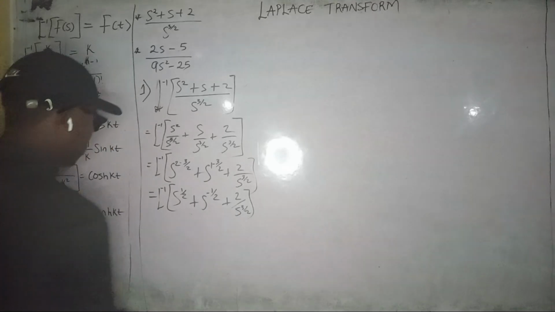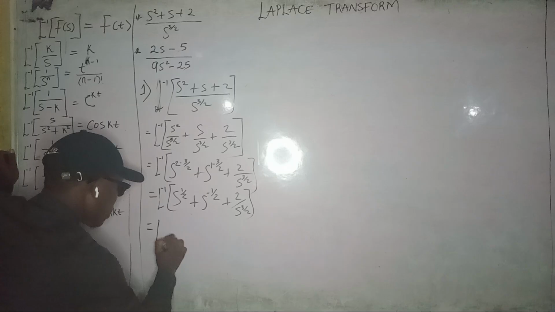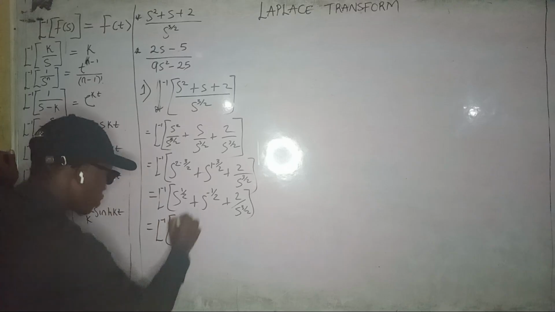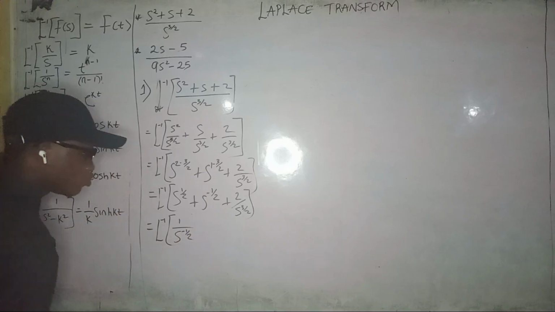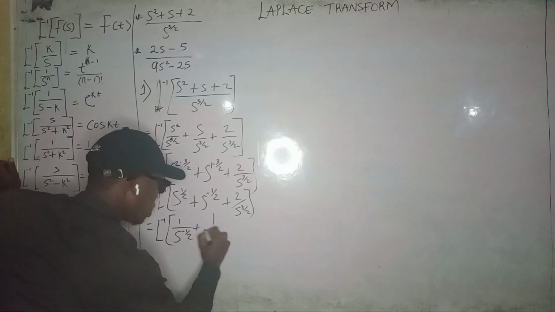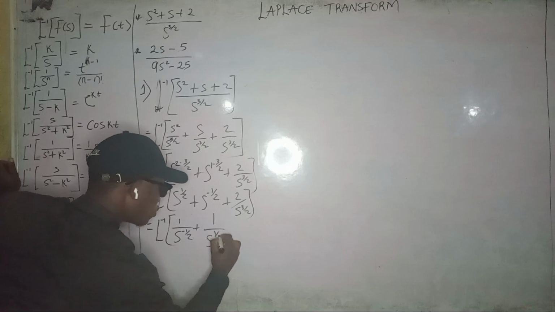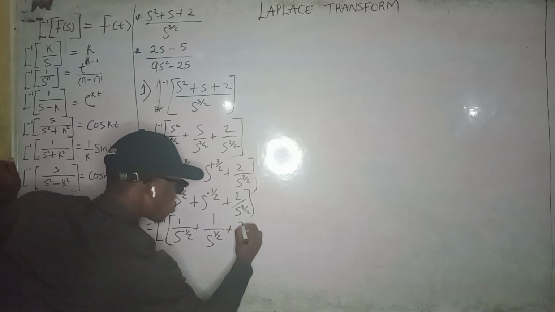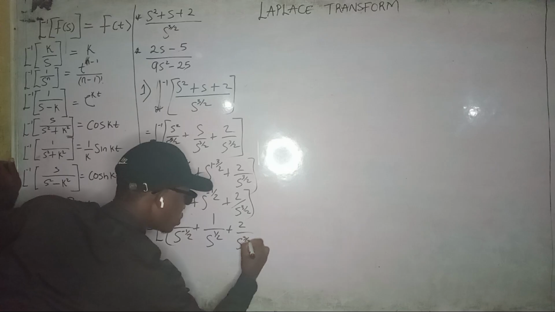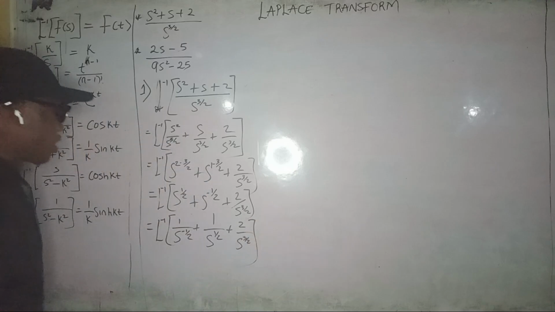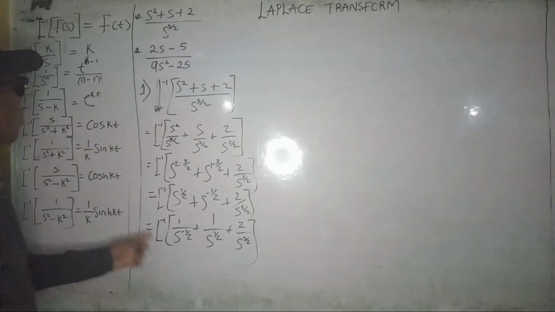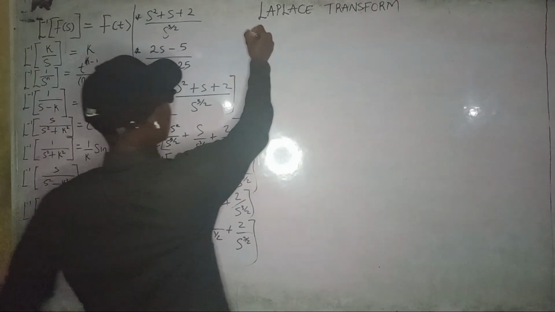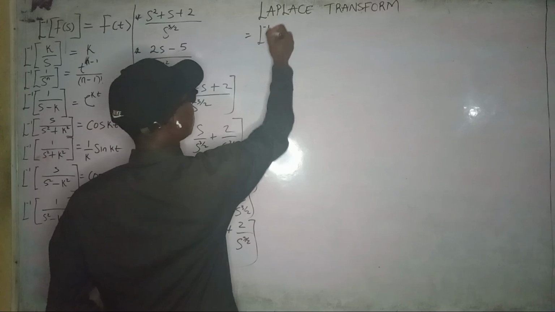So therefore, we can break this down as the inverse Laplace transform of 1 over s to the power minus 1 over 2, plus 1 over s to the power 1 over 2, then plus 2 over s raised to power 3 over 2. So now that we have broken it down to this, we can continue our inverse Laplace transform.